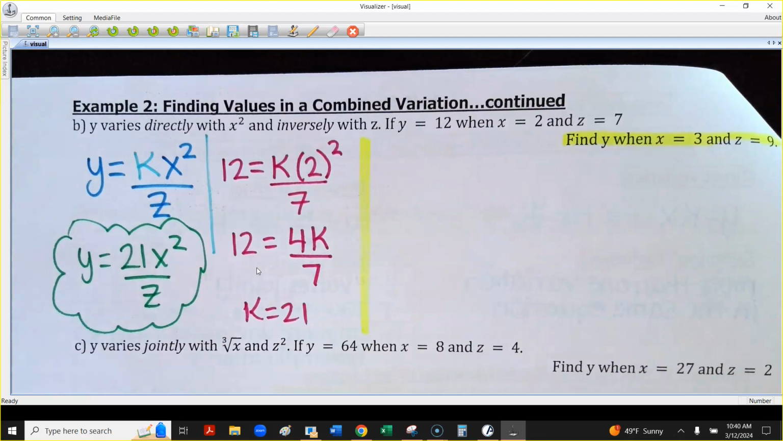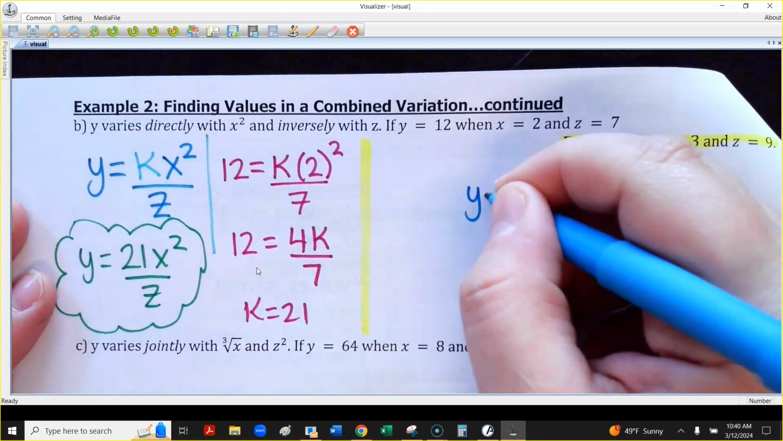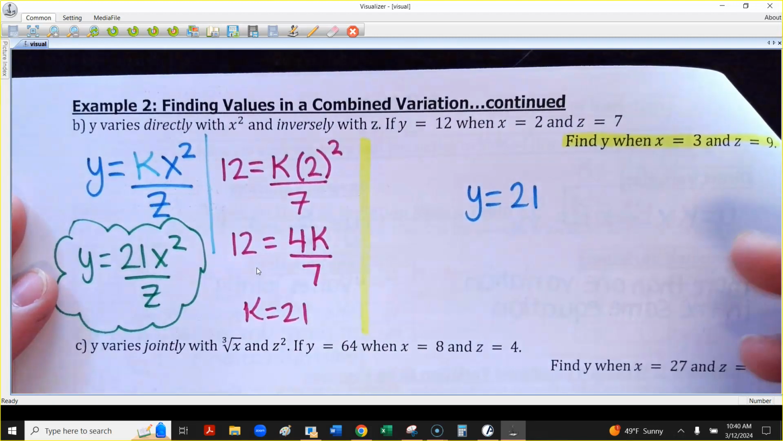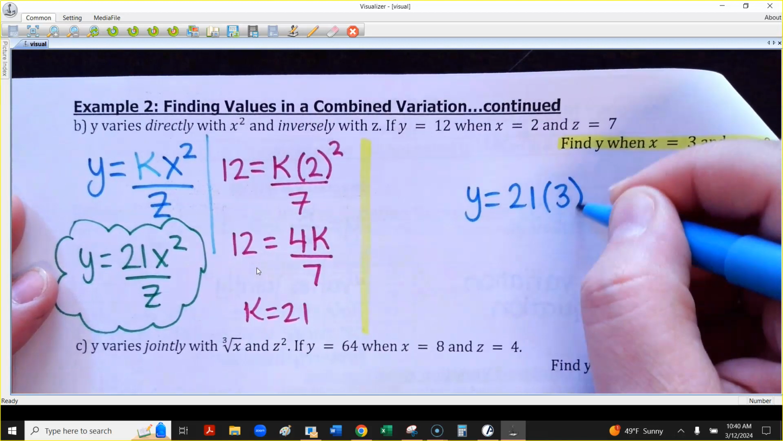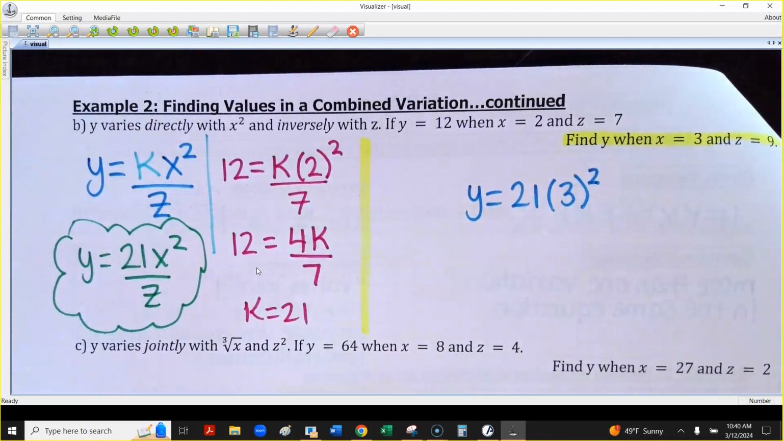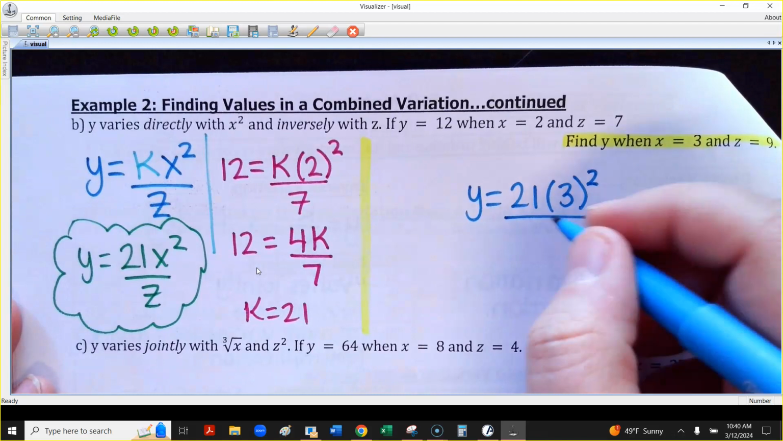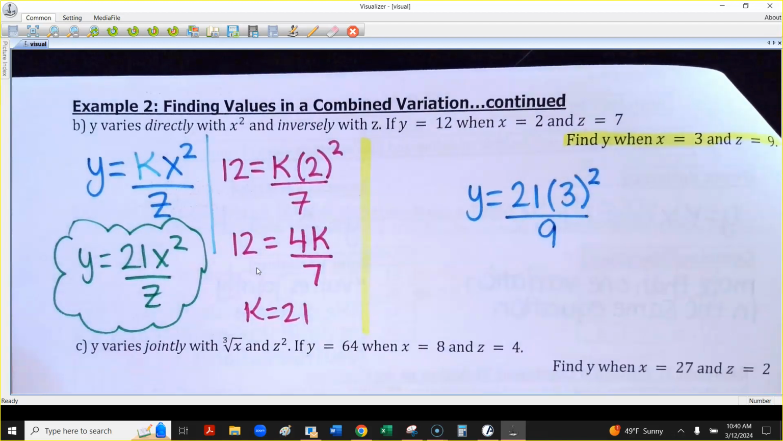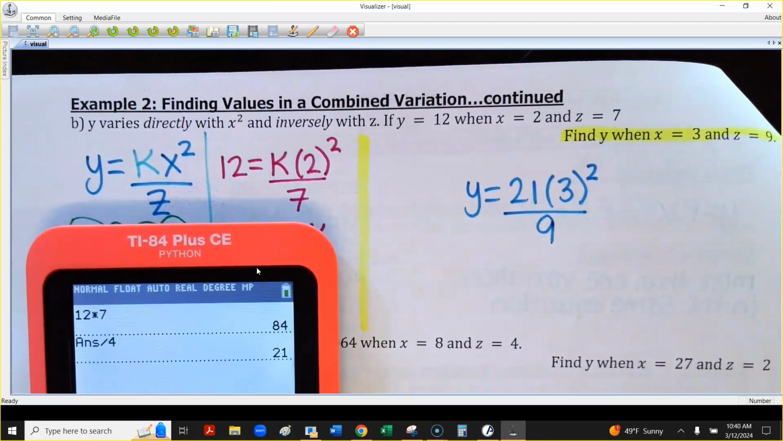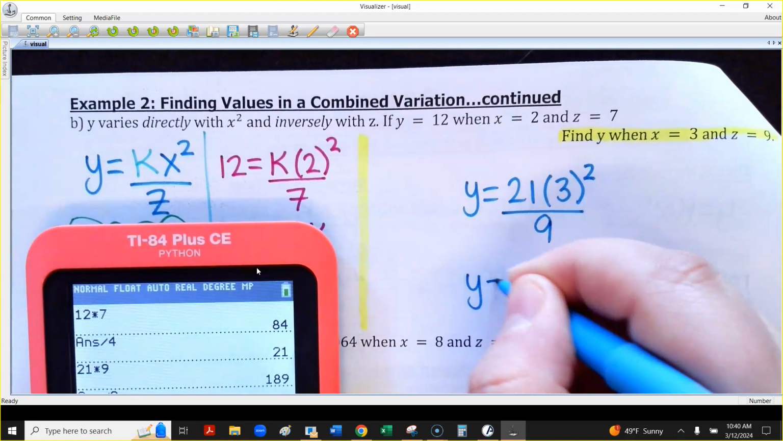So to answer this part, we don't know y. I know k is 21. For this example, it says x is supposed to be 3. Don't forget, in that original problem, it's x squared, so you got to square the 3. And then inversely, we're going to put this in the bottom, this will be 9. So however you want to do it, I'm going to do 21 times 3 squared would be 9, right? Oh, and then we're going to divide by 9. So those 9s actually will cancel out there. And y is going to end up being 21.